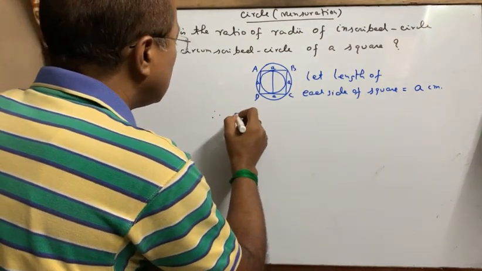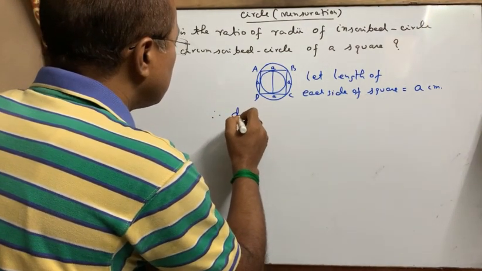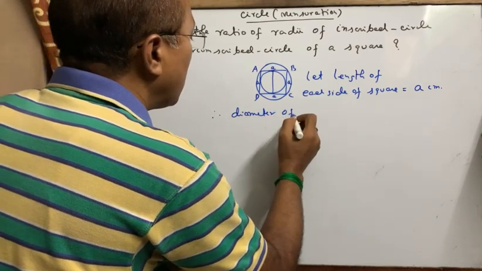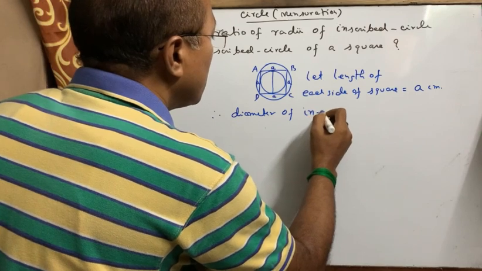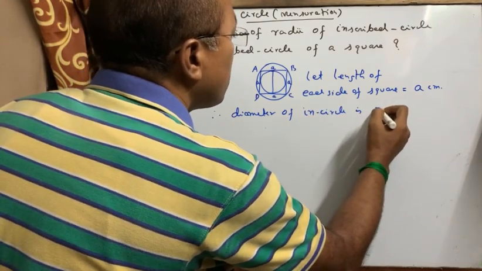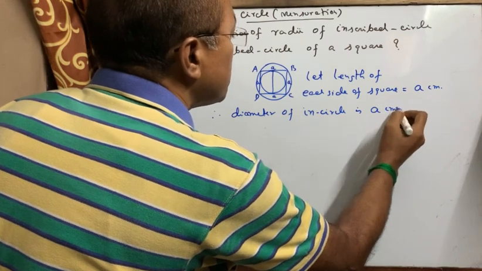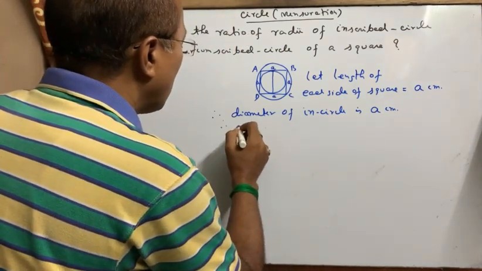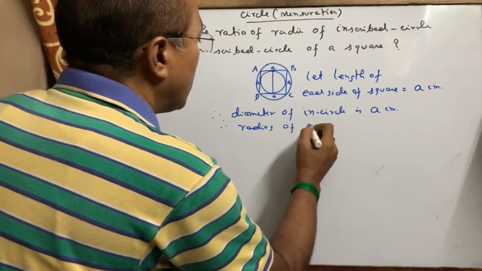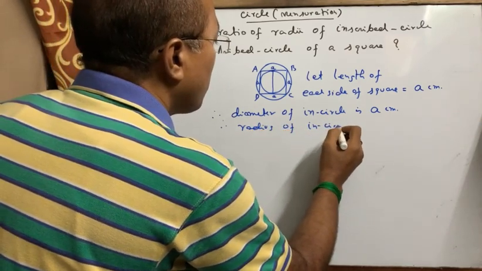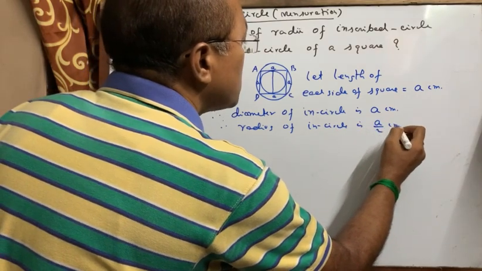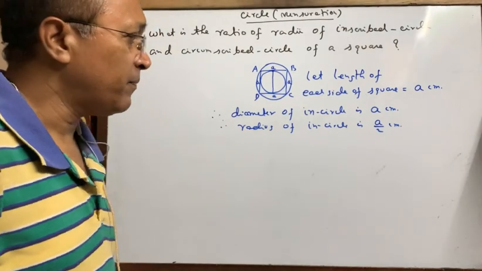Therefore, the diameter of the incircle is a centimeter. Therefore, the radius of the incircle is a by 2 centimeter. Okay.